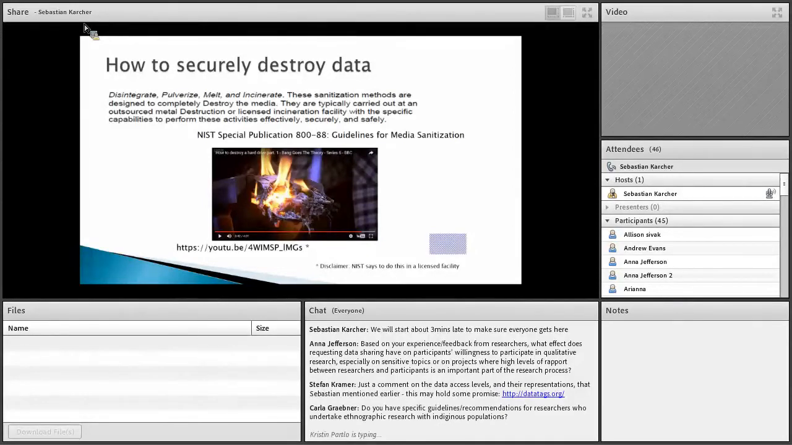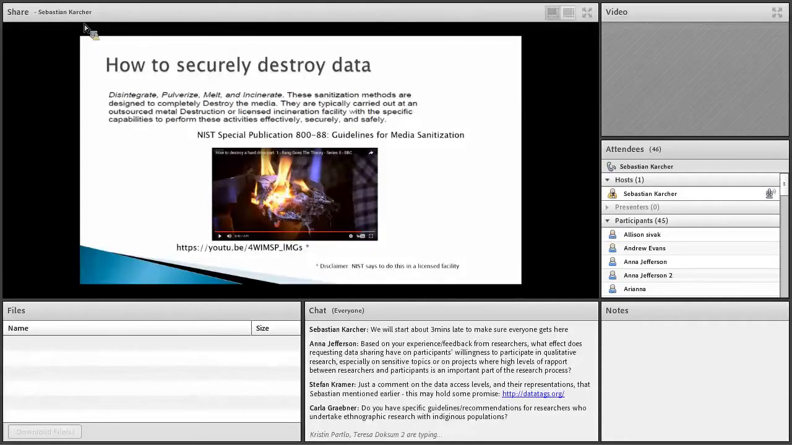Yes, so Stefan mentioned DataTags, and DataTags is a really interesting project that automates, or semi-automates, access levels based on computer-guided sensitivity interviews, and then classifies the documents and provides the right type of access conditions and security conditions. And so yeah, we're actually hoping to get DataTags implemented on our data repository, and it's a great project.